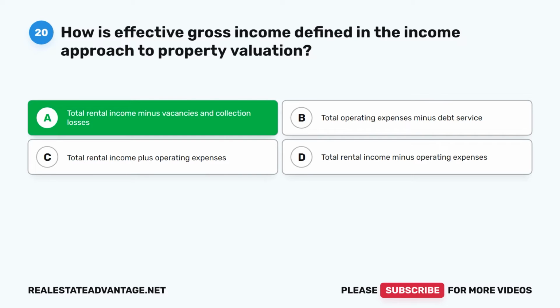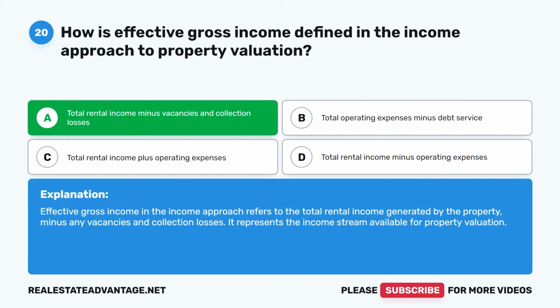The correct answer is A. Total rental income minus vacancies and collection losses. Effective gross income in the income approach refers to the total rental income generated by the property minus any vacancies and collection losses. It represents the income stream available for property valuation.